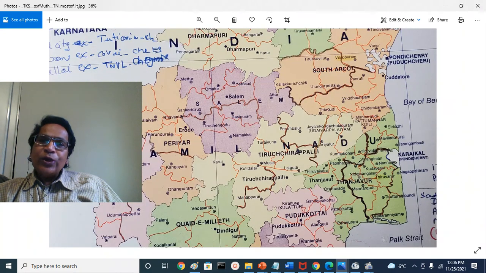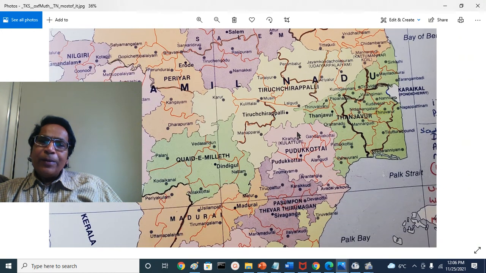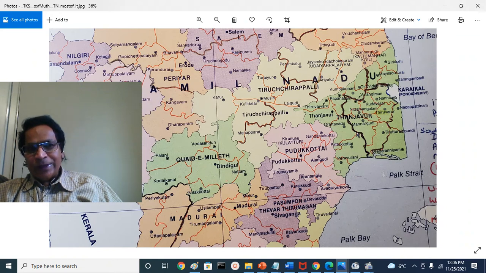Then Tiruchirappalli: this is Ariyalur, Perambalur, Lalgudi, Tiruchirappalli, Karur and Manapparai. Pudukkottai was a princely state. As we have seen before, Thanjavur was already given a few months before by Maharaja Serfoji Bhonsle of the Maratha dynasty.